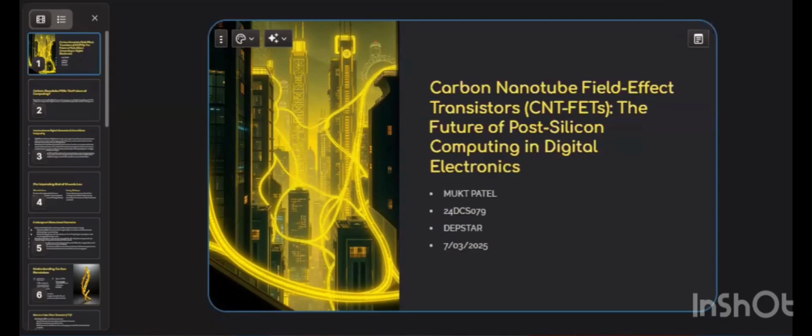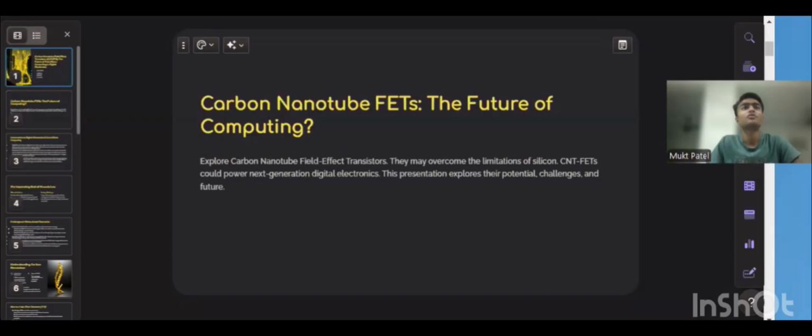My topic is carbon nanotube field effect transistor, the future of post-silicon computing in the digital era. Carbon nanotube FETs, the future of computing. Explore carbon nanotube field effect transistors. They may overcome the limitations of silicon. CNT FETs could power the next generation of digital electronics by overcoming the limitations of silicon. This presentation includes the potential, challenges, and future of this. So let's explore the topic, carbon nanotube field effect transistor.